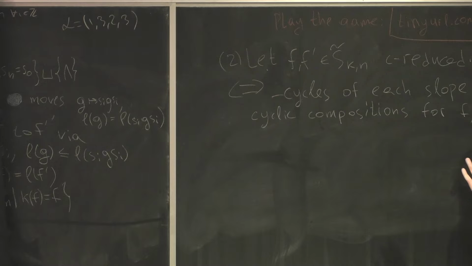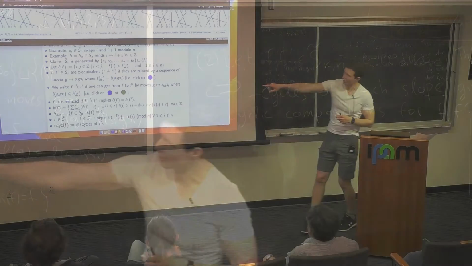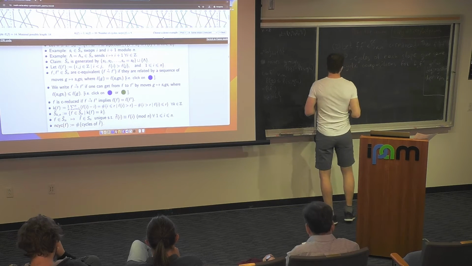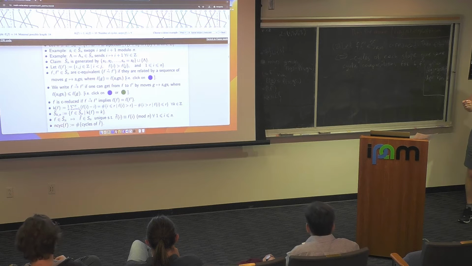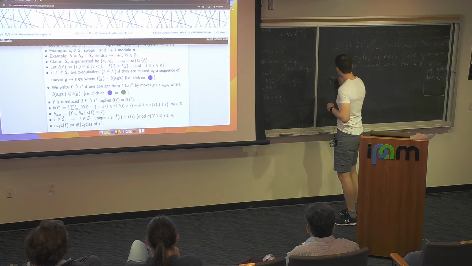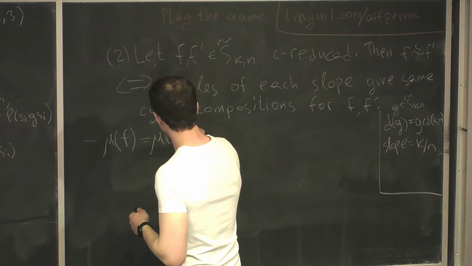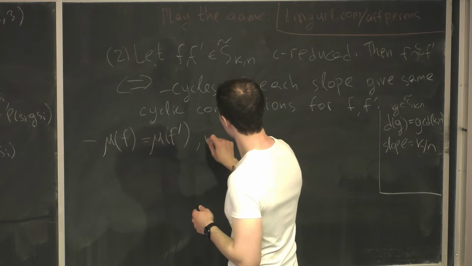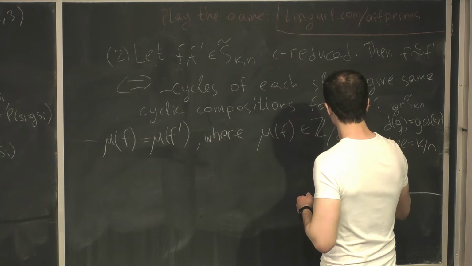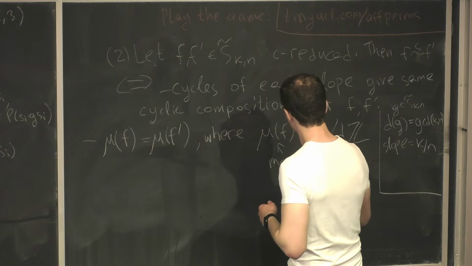You can never swap two cycles of the same slope if it's C-reduced, because they never cross each other by the determinant formula on the other board. So the cyclic composition should be the same, and it turns out that this is not enough, that there is a subtle other invariant. It's going to look very weird, but it's there. You can never get rid of it. So the modular invariants for f and f prime should be the same, where mu of f belongs to Z modulo dZ is the modular invariant.